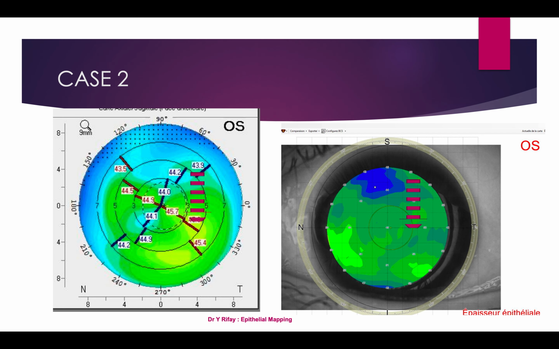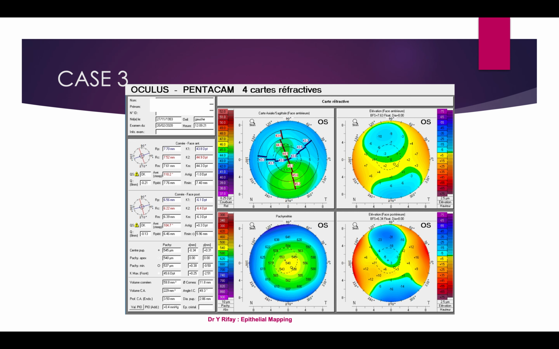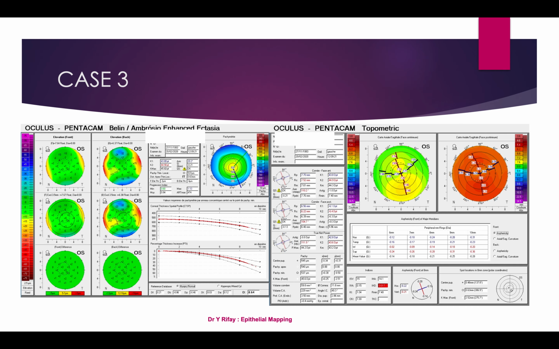Let's go to case number 3. In case number 3, you have this small asymmetry. You have an asymmetry of 1.5, which is abnormal, but the posterior elevation is still normal. It's plus 3 microns. In this case, you have a normal Belin-Ambrosio display, and you have some abnormalities in the topometric. You have IHD, which is red.